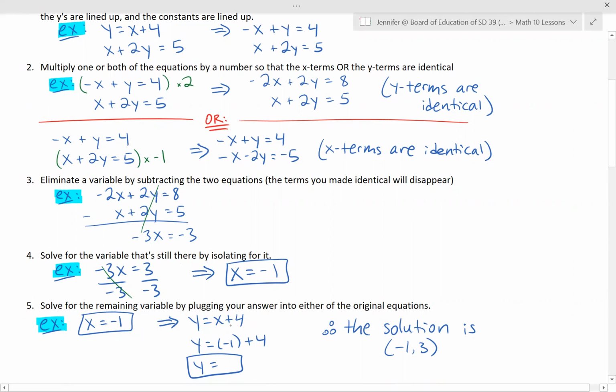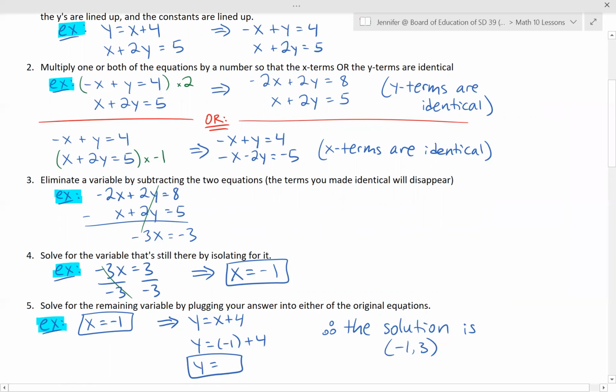What's the corresponding y value for this though? And if you're thinking about it on a graph, we know that at x equals negative 1, somewhere along negative 1, is where these two graphs are going to intersect. We just have to figure out what that corresponding y value is of where these two lines are going to intersect, where their solution is going to be.